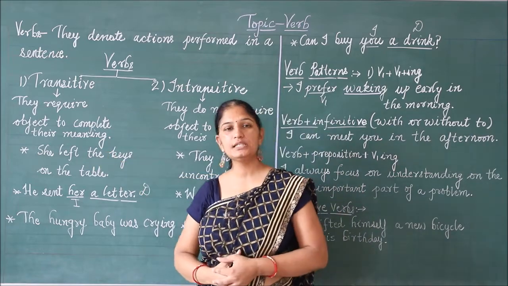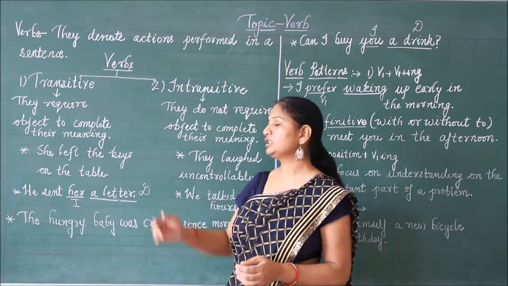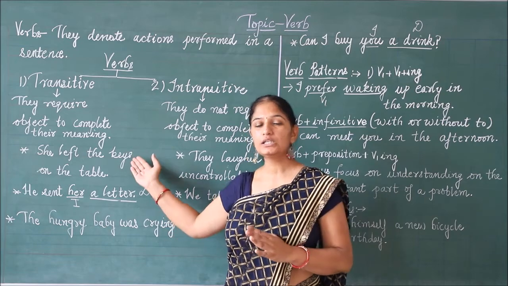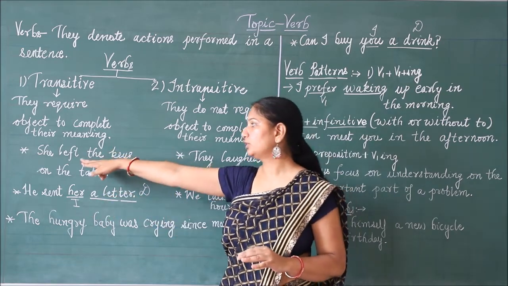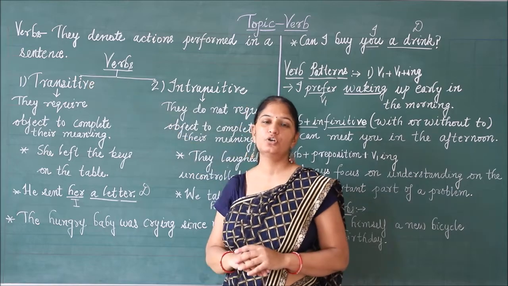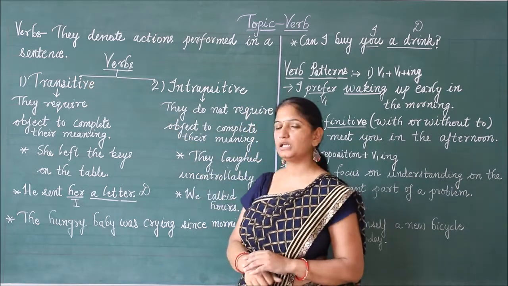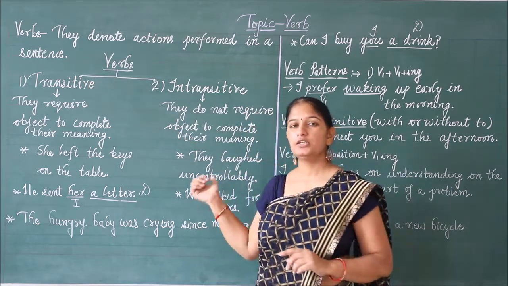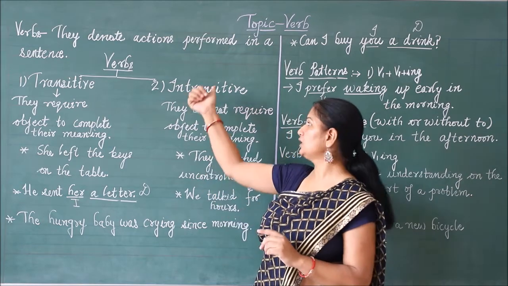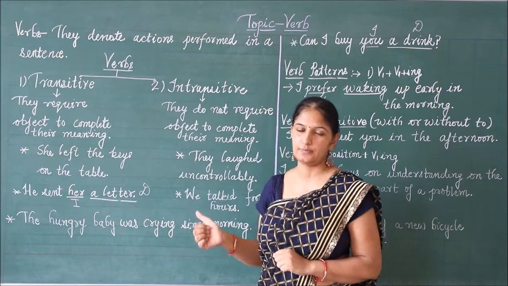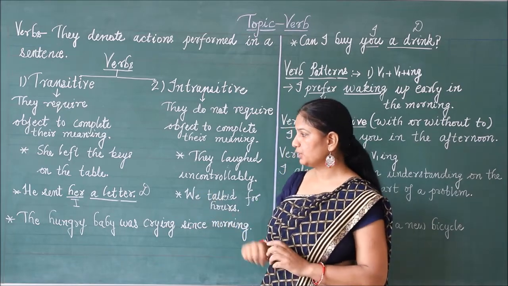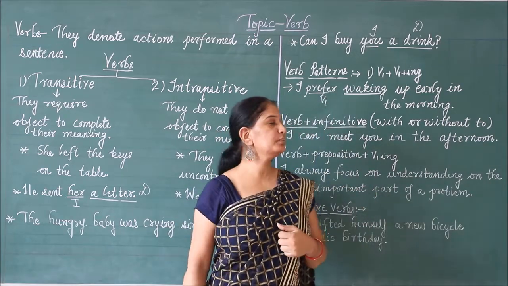Here we have seen this example. She left the keys on the table. So here the keys is the object of the sentence. So the verb left becomes a transitive verb. Again in this example, they laughed uncontrollably. Here the verb laughed is an intransitive verb because it is not carrying an object with it. So these were the examples of transitive and intransitive verbs.